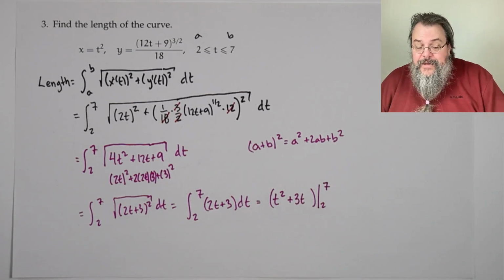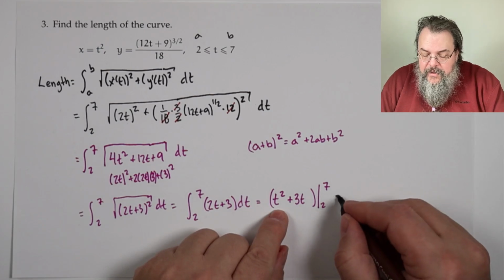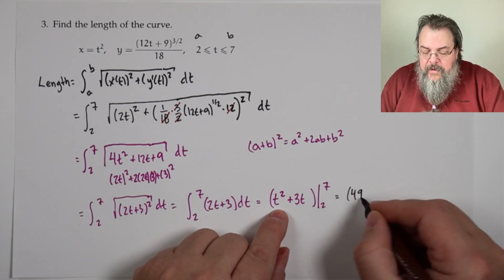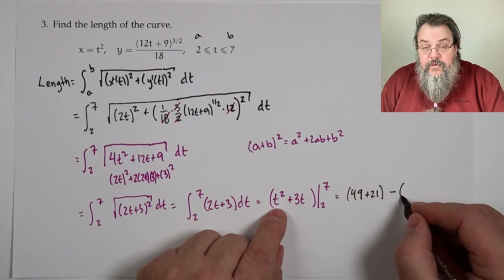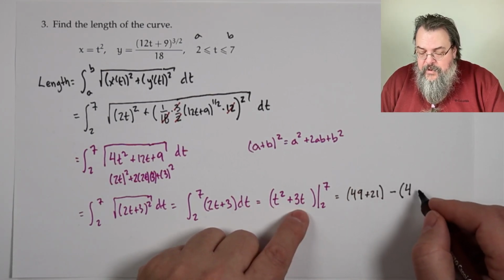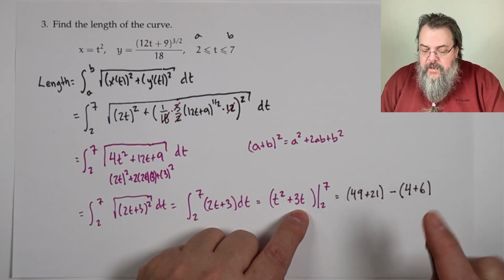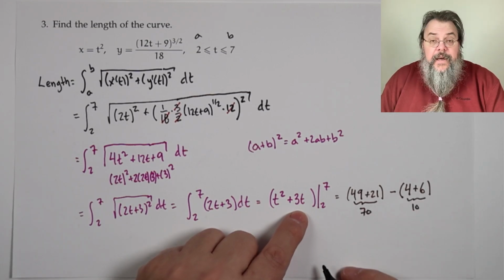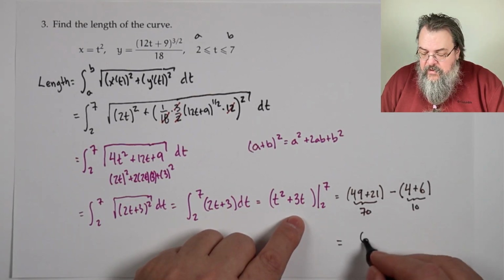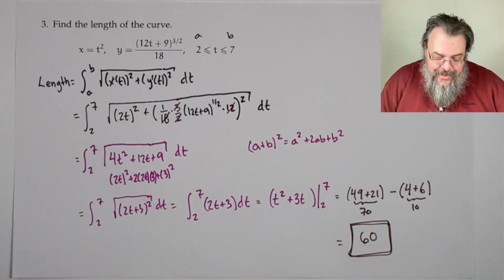Oftentimes we have a 0, not this time. So what happens when we plug in 7? 7 squared is 49, 3 times 7 is 21. Subtract 2 squared, 4, and 3 times 2, 6. All right, 49 plus 21 will make 70. 4 plus 6 will make 10. And 70 subtract 10 gets us to 60. And there we go. We got our answer.